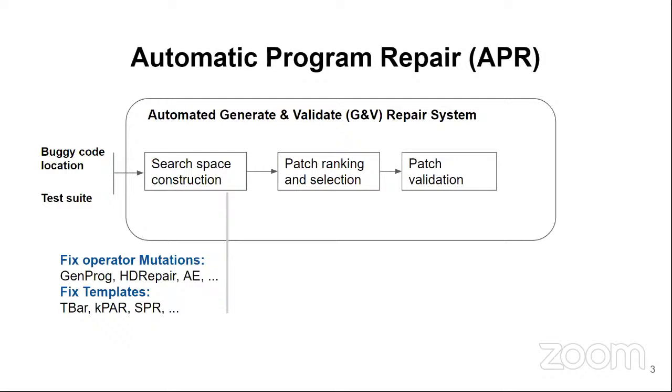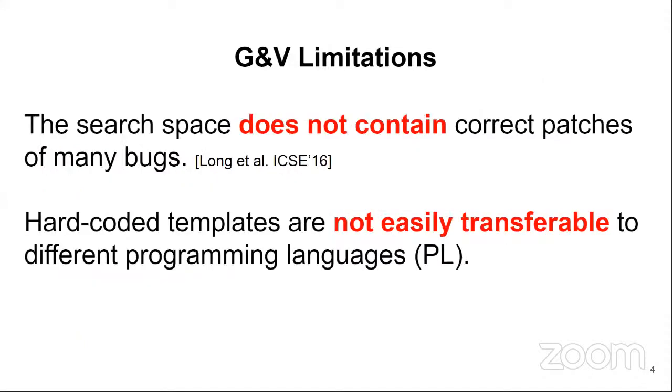Finally, each patch is validated against a test suite, and if the patch passes all the test cases, it is considered plausible and the process stops. Otherwise, it is discarded and we move to the next patch. This approach has two main issues. First, a previous study found that the search space often does not contain the correct patch. In addition, hard-coded templates need to be adapted to work with different programming languages, which requires significant manual work.